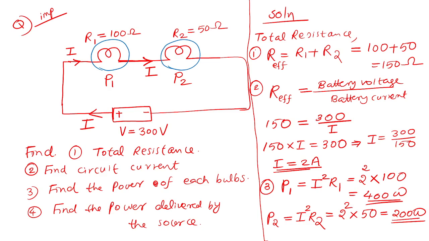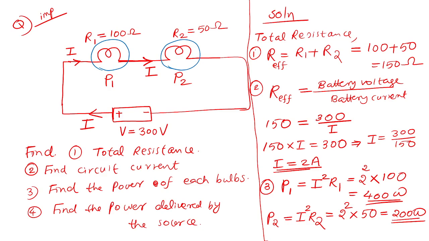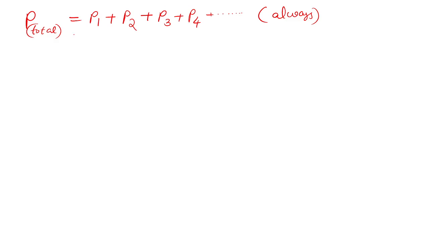Whatever may be the connection of the supply, whether the bulbs are in series or parallel, the total power delivered by the battery is equal to the sum of the power of each electric device. So in this case it is only P1 plus P2. P1 is 400 watt and P2 is 200 watts. So the total power delivered by the source will be 600 watts. Please write down.